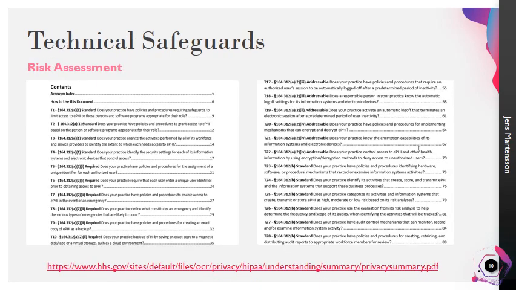And here are the technical safeguards of the risk assessment. Probably an area that needs even more attention. Not that the other two aren't important, but the majority of breaches happen in this area, and it is usually secondary to employees or business associates.